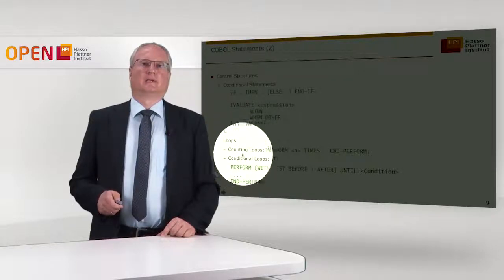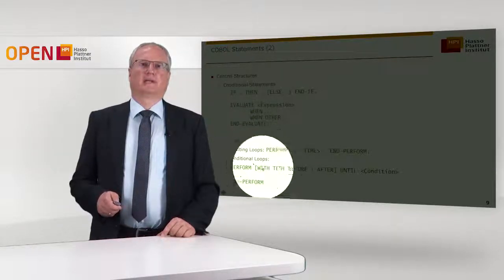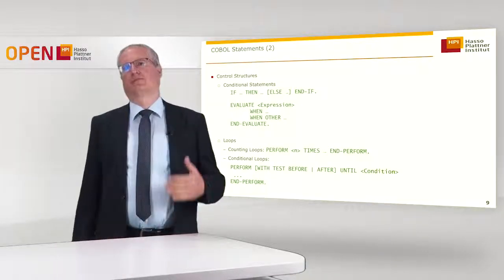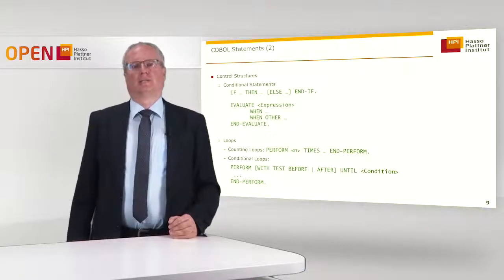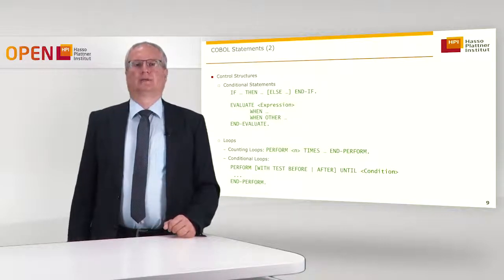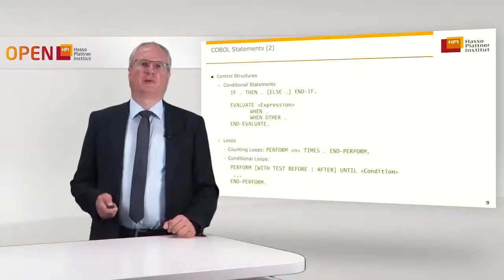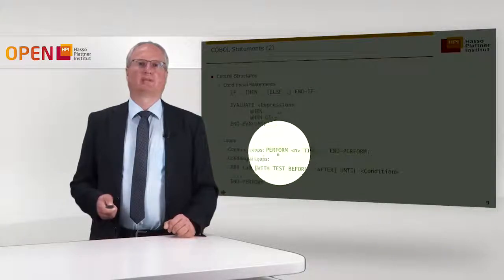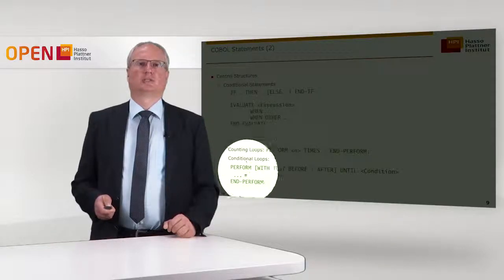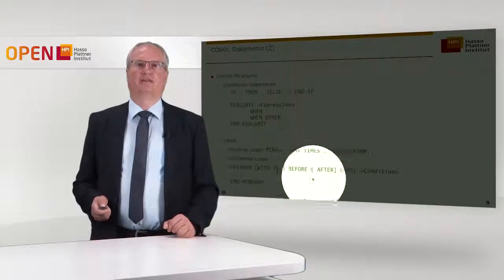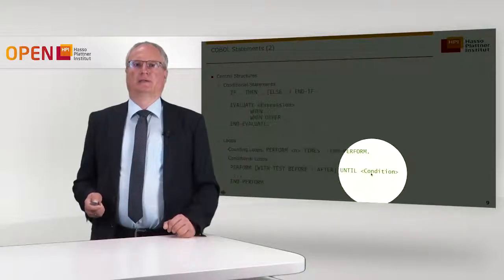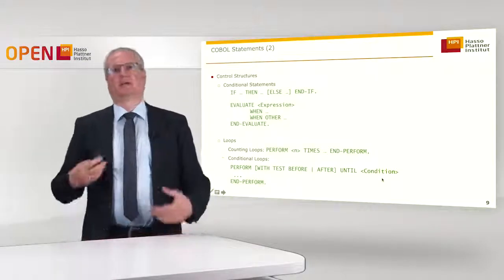And here for the loops, all loops are indicated by perform. So the keyword perform can do different things in COBOL. It either is a call of a paragraph, a jump to a subroutine, or it is a loop. And the different loops all start with perform. It's a bit different from more modern languages. So for example, this is the counting loop, perform n times. And this is the conditional loop, perform with test before or after. This would distinguish the while or the do-while loop, and with a condition here. Okay, so that is the syntax.